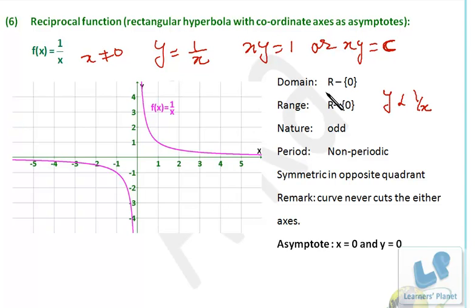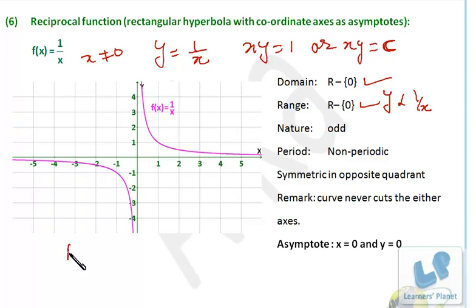Now we discuss domain. Domain, as I have already told you, x cannot be 0. So we can have any value of x which is not 0. That means the entire set of real numbers except 0 is the domain of the function, right? Range: if x is not 0, y cannot be 0. So all the real numbers can be obtained as the value of y except 0. So the range will be real numbers minus 0, right?